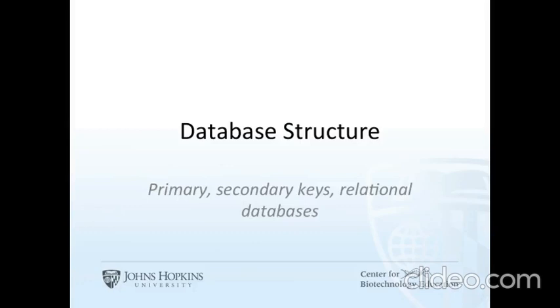In this lecture, we will examine primary and secondary keys and how they operate as unique identifiers. We will look into relational databases. By connecting smaller databases, information can be divided without an excessive burden on a single database. Most biological databases are set up in this manner.